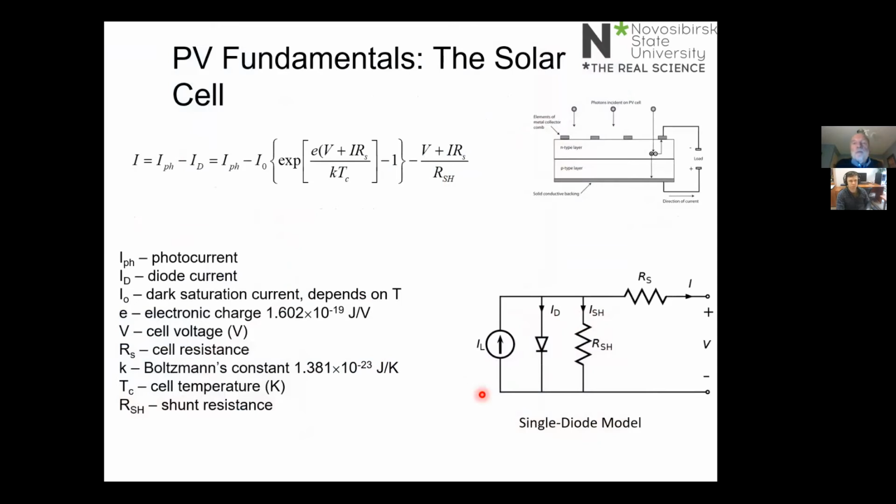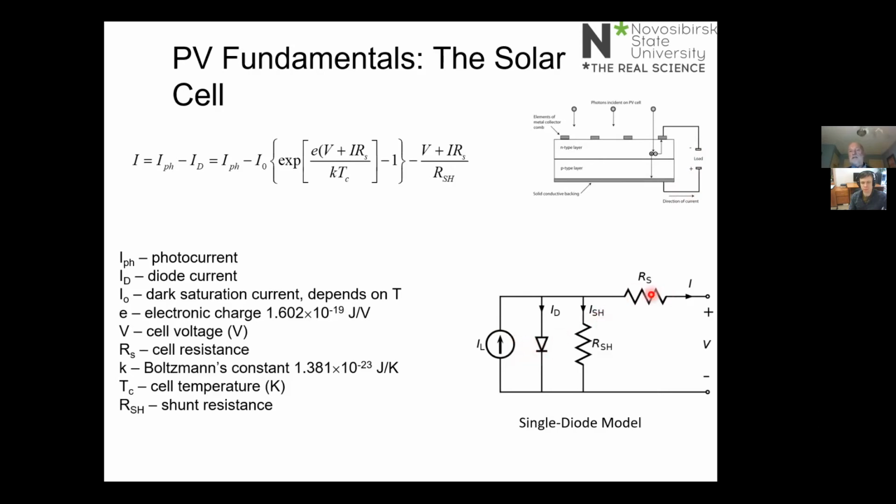In order to get a better idea of how a PV cell operates, it's important to at least have a look at the equivalent circuit for a PV cell. Basically, what we have is an NP junction here. We have the metal collector up the top here, which gives us the voltage difference and the load on the right. And the equivalent circuit is shown down the bottom here.